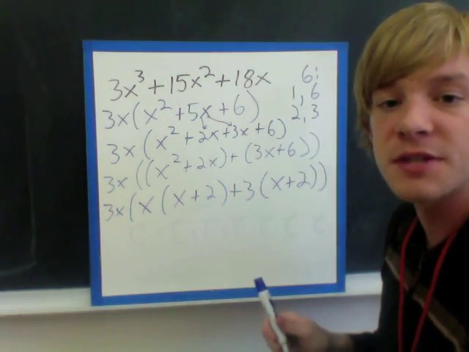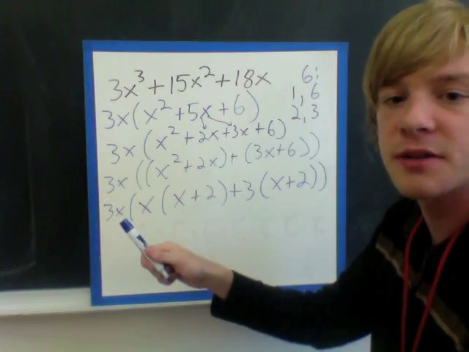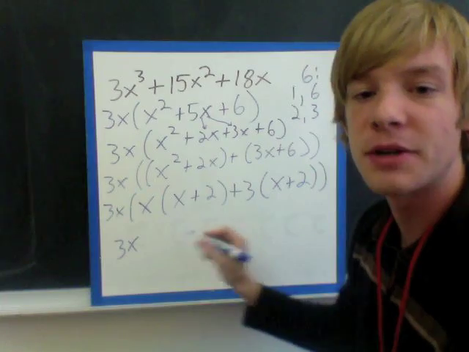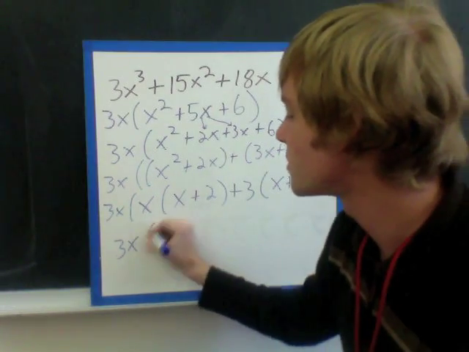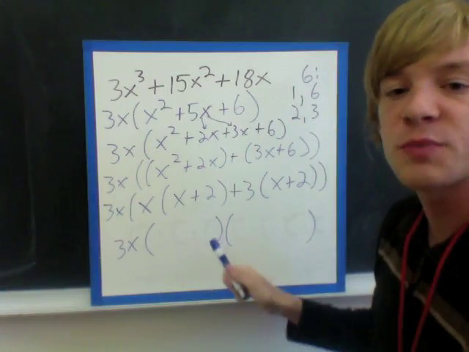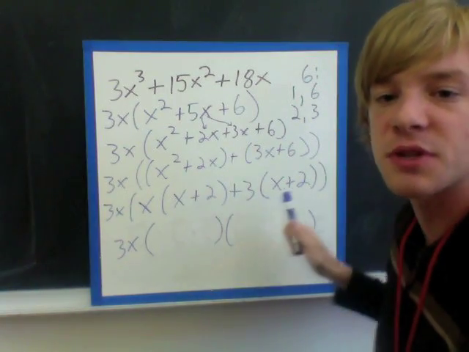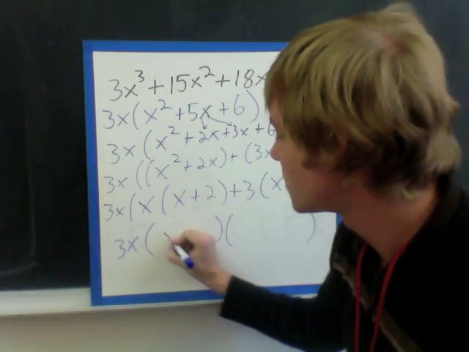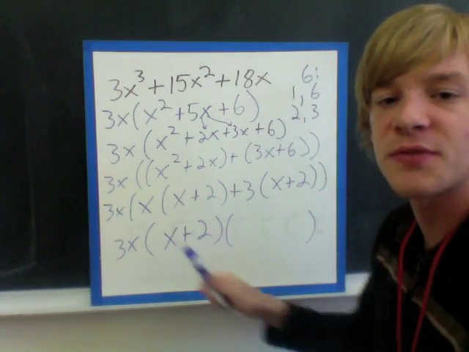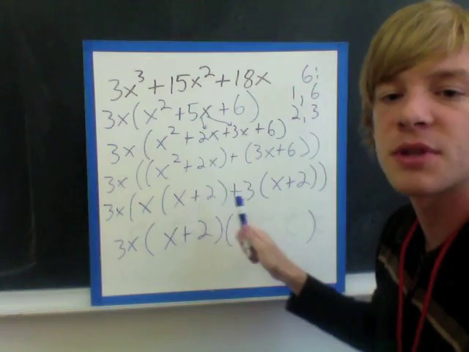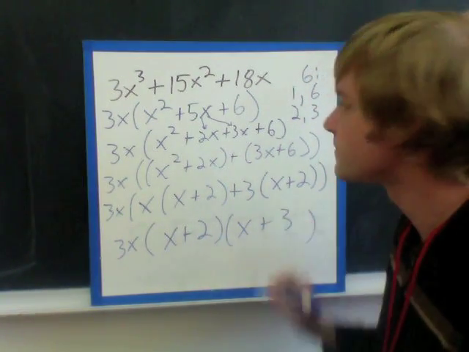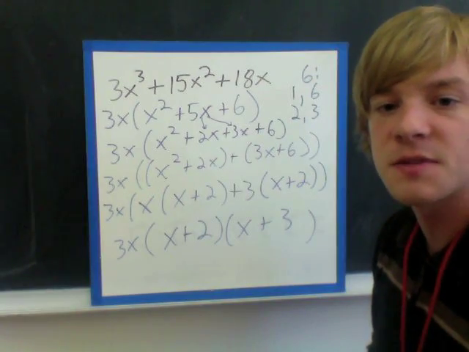Now for my final step, I'm going to keep my 3x. And I'm going to write my two sets of parentheses. My first parentheses is going to be what's the same, x plus 2. And my second parentheses will be what's in front, x plus 3. And this is my final answer.